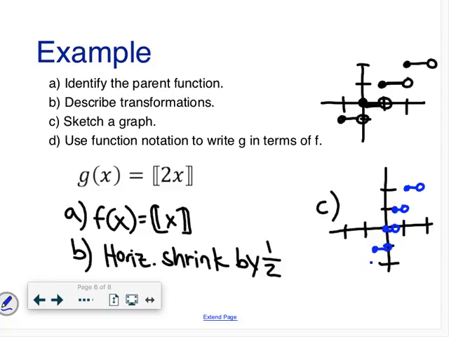And you can keep doing that if you want. So the steps are skinny, short. We're okay with that? Okay. And then part D on that one, function notation would just be f of 2x. That one's easy. There's only one transformation to put in there.